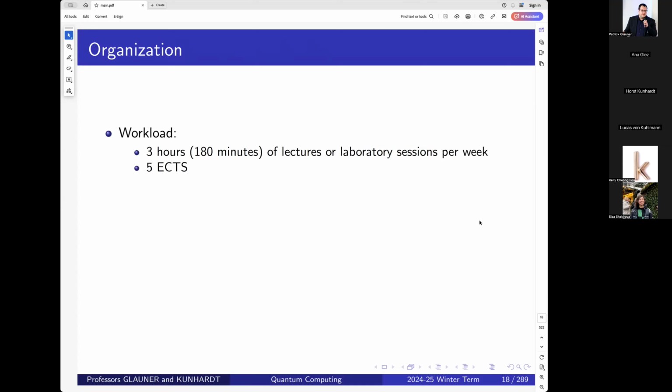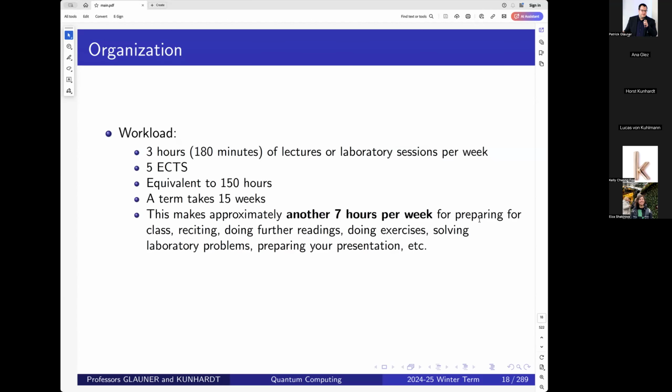Now, this course is 5 credit points, ECTS. That's the unit we describe the workload of a course with in Europe. And 5 ECTS means something. 1 ECTS is equivalent to an expected workload of 30 hours during the whole term. And 5 ECTS means the expected workload is about 150 hours. Now, a term takes 15 weeks. That means you have to spend about 10 hours per week on this course if you want to take advantage of it. It's the same with other courses that are 5 ECTS.